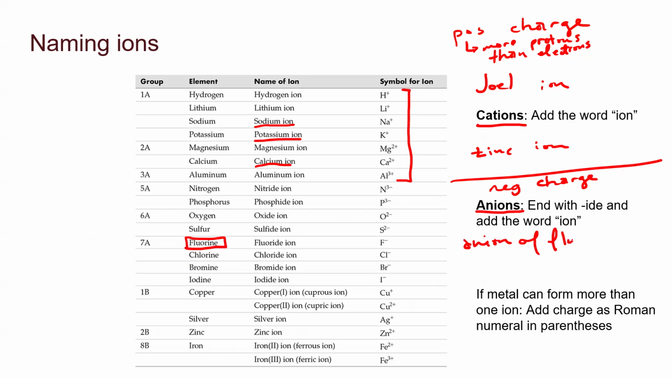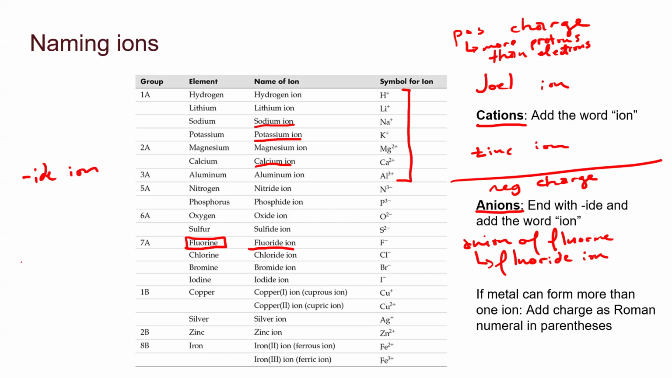of fluorine, that is the fluoride ion. So we took the name fluorine and we replaced INE with IDE. So we introduced that IDE suffix and then added the word ion. So anytime you see that dash IDE ion, you should think, okay, this is an anion.